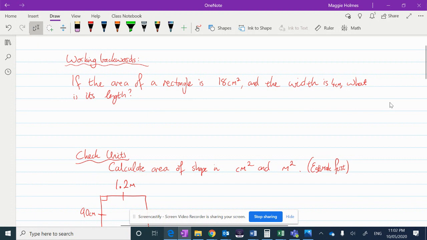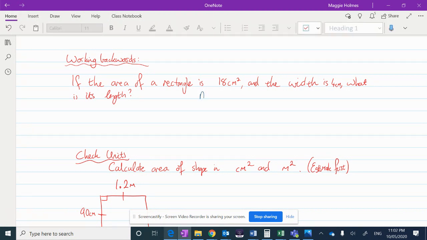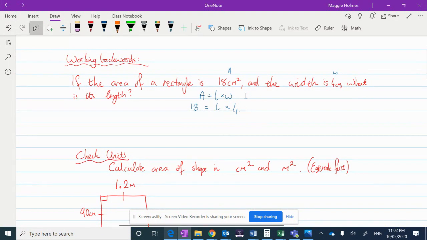So we know that a rectangle has the formula area equals length times width. We know that the area is 18 centimeters squared, so that's 18. And we know the width is 4. So 18 equals the length times 4. And we want to know what is the length. You'll see we have an equation here that we've created with only one unknown. So now we jump into algebra mode. All right, we want to find L. It's being multiplied by 4. We want to undo that, so we're going to divide by 4 on both sides.